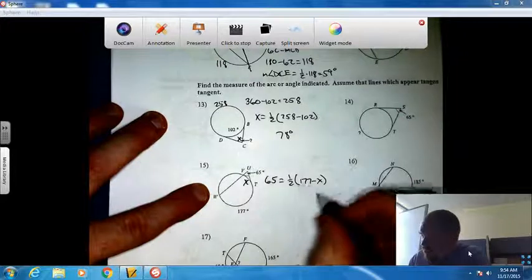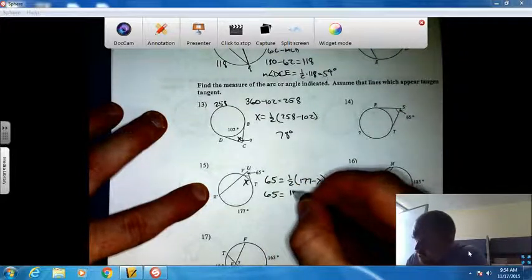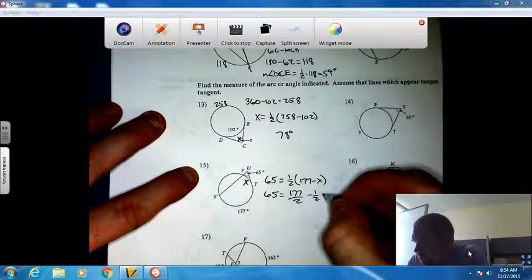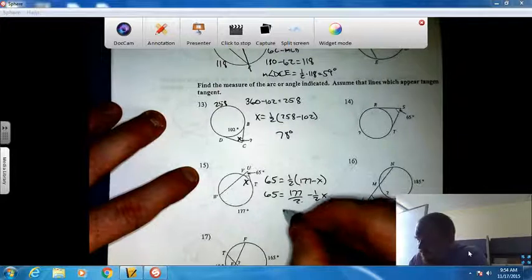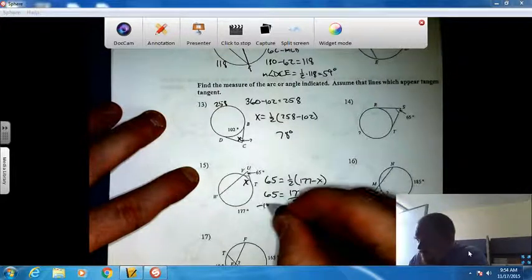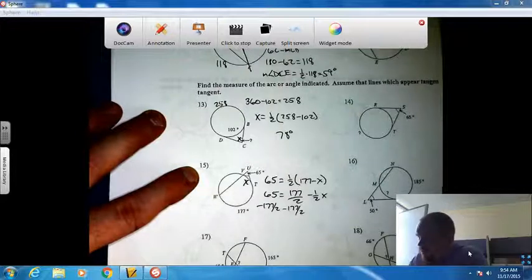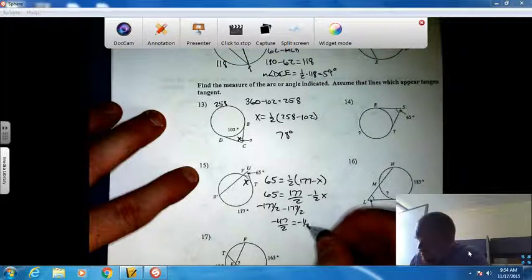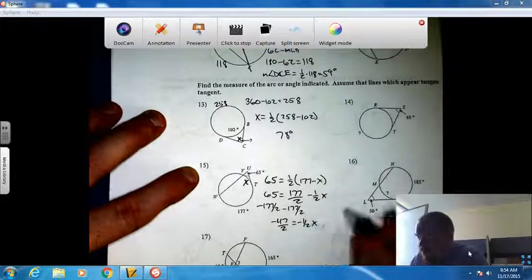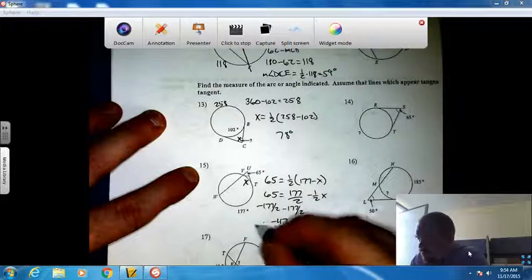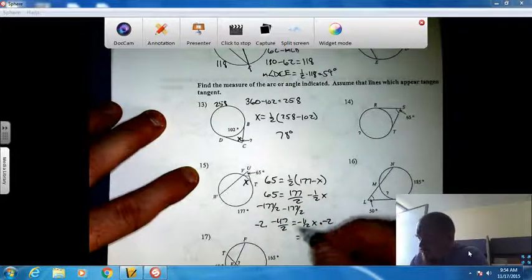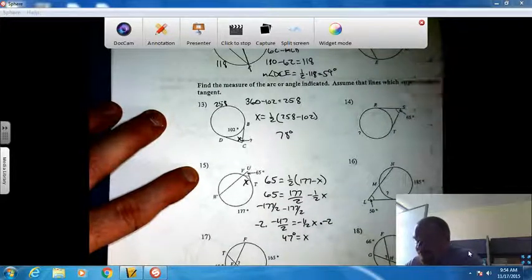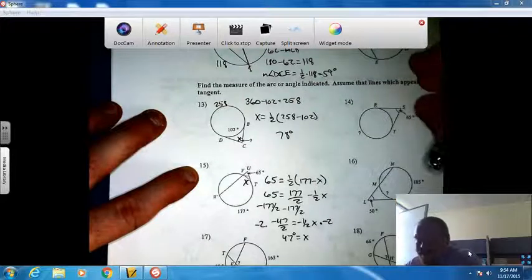Okay, so now I'm just going to distribute. Oh no, it's a fraction. No big deal. So when I subtract 177 over 2 from both sides, what I get is negative 47/2. So multiply both sides by negative 2. I get x equals 47 degrees. That's the measure of this arc in here, that little tidbit there.